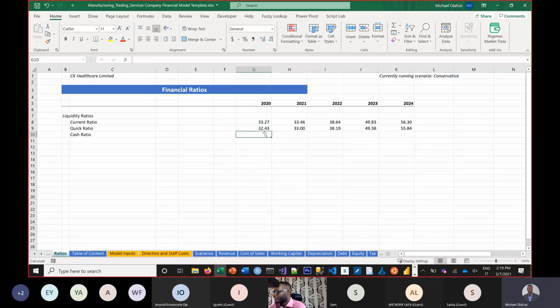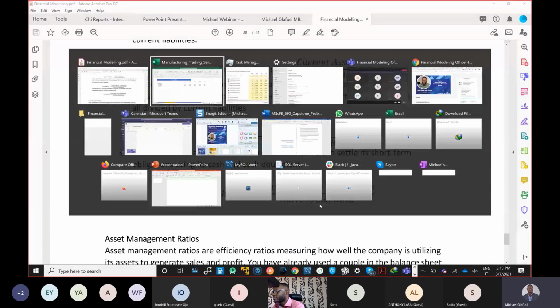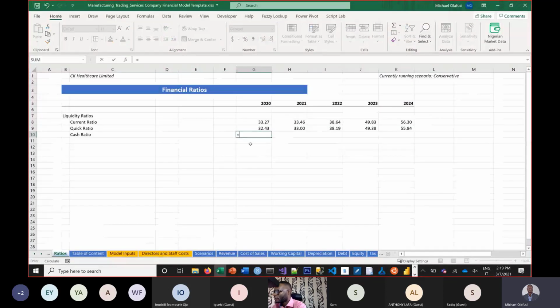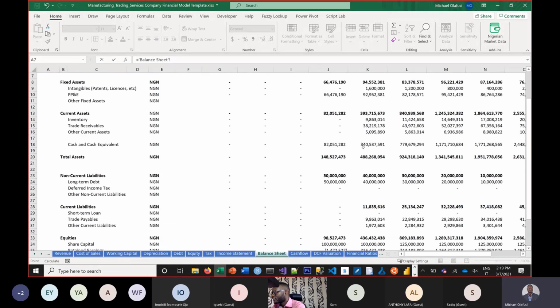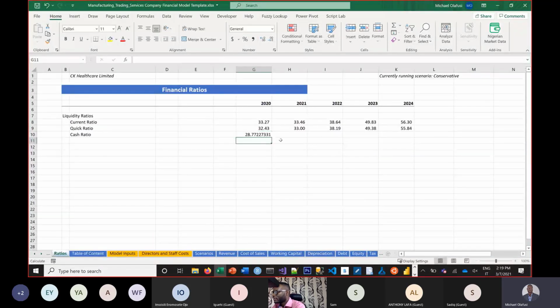Then cash is a lot simpler. It's simply the cash and cash equivalents over current liabilities. So equal to, I go into the balance sheet, grab the cash, and divide that by the current liabilities.